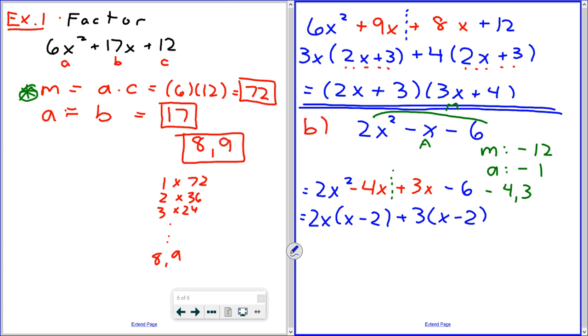This is a great common factoring that Ms. Zacharias did with you a long time ago. We can divide both by 2x. 2x times x is 2x squared. 2x times negative 2 is negative 4x. Then 3x and negative 6. All right, Lauren, be brave and give me the final answer, please. In brackets x minus 2, and then more brackets 2x plus 3. Lovely.